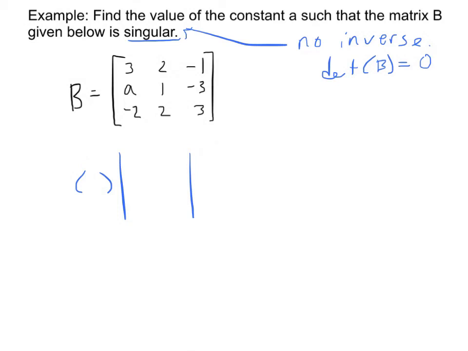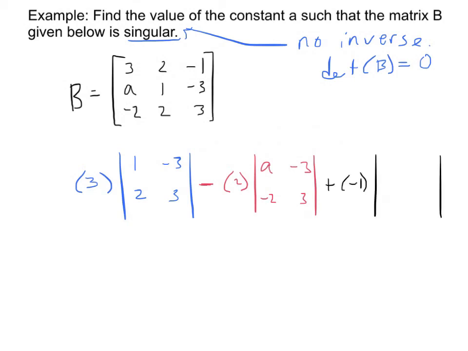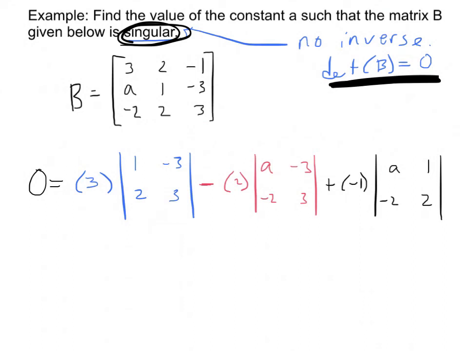So your setup should be that you've got 3 times its associated minor, which is 1, negative 3, 2, 3. Then you're going to have minus, because it's always minus. Then the second number, 2, times its associated minor, which is a, negative 3, negative 2, 3. And then finally we'll have plus negative 1 times its associated minor, which is a, 1, negative 2, 2. And the idea is supposed to be that this entire thing is equal to 0. And I know that because I need the determinant to be 0 in order for this thing to be singular. It's my only hope.